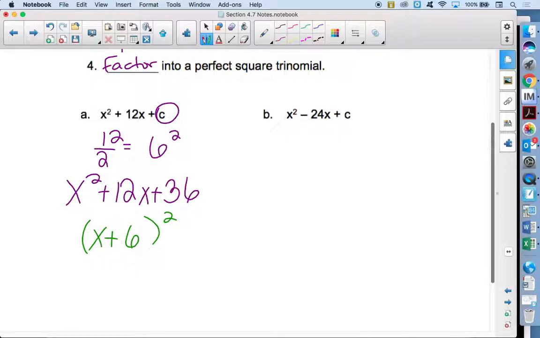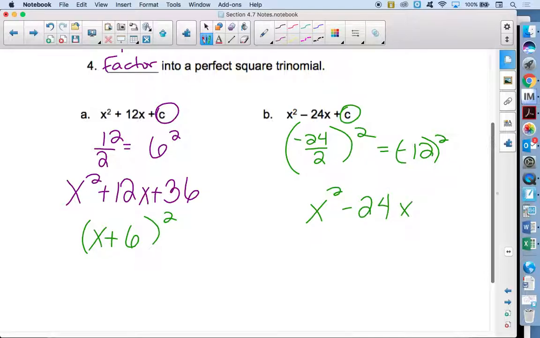So if you look at letter B, we have x squared minus 24x plus c. Again, our goal is to figure out the number that completes this, that makes it a perfect square. So you're taking negative 24, cutting it in half, and then squaring it. That's really what you're doing. So b divided by 2 squared. So Caitlin, what is b divided by 2 squared? 12. So 12 squared is 144. So x squared minus 24x plus 144. Or it factors as x minus 12 squared.